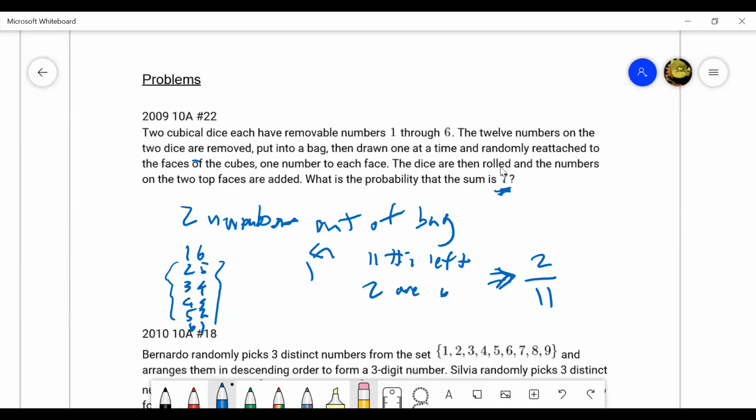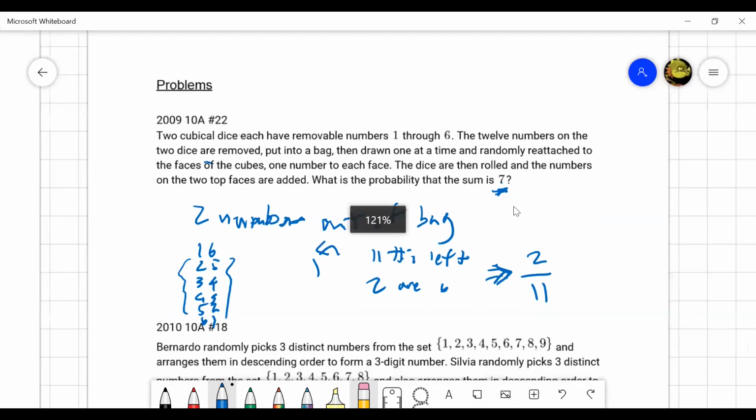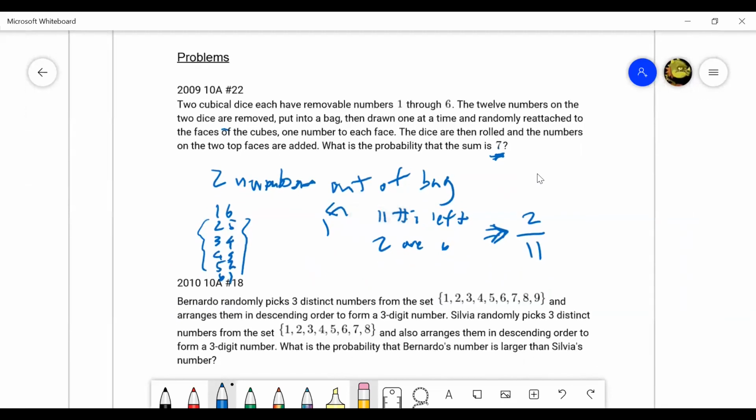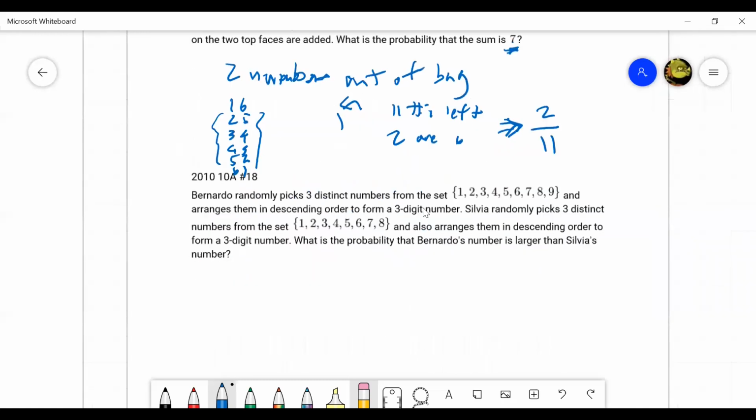So just note that some of these problems look kind of complicated on the outside, but they do have really simple solutions. All right, I think we go to the next one.